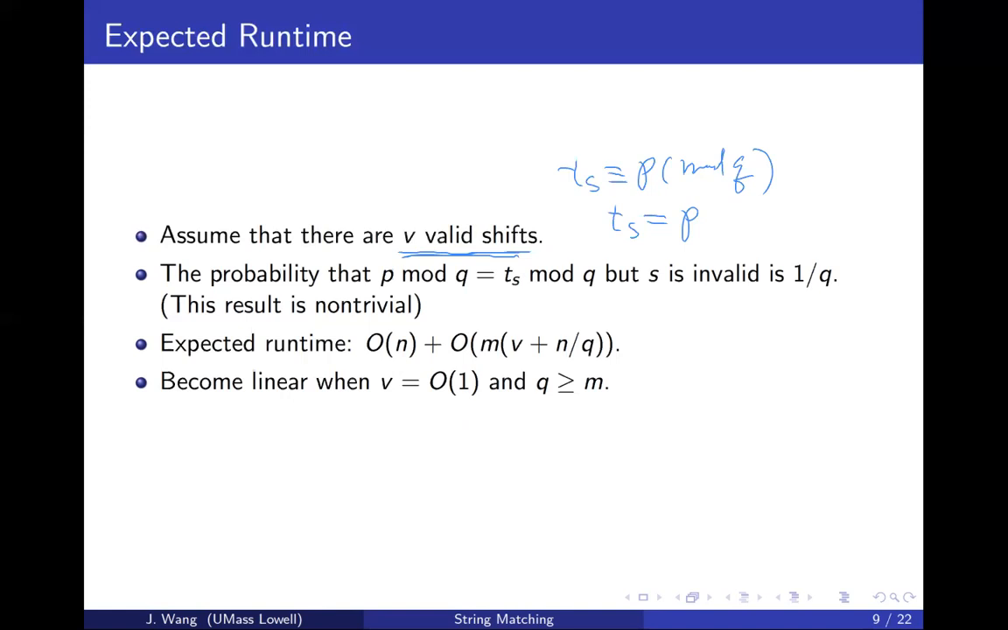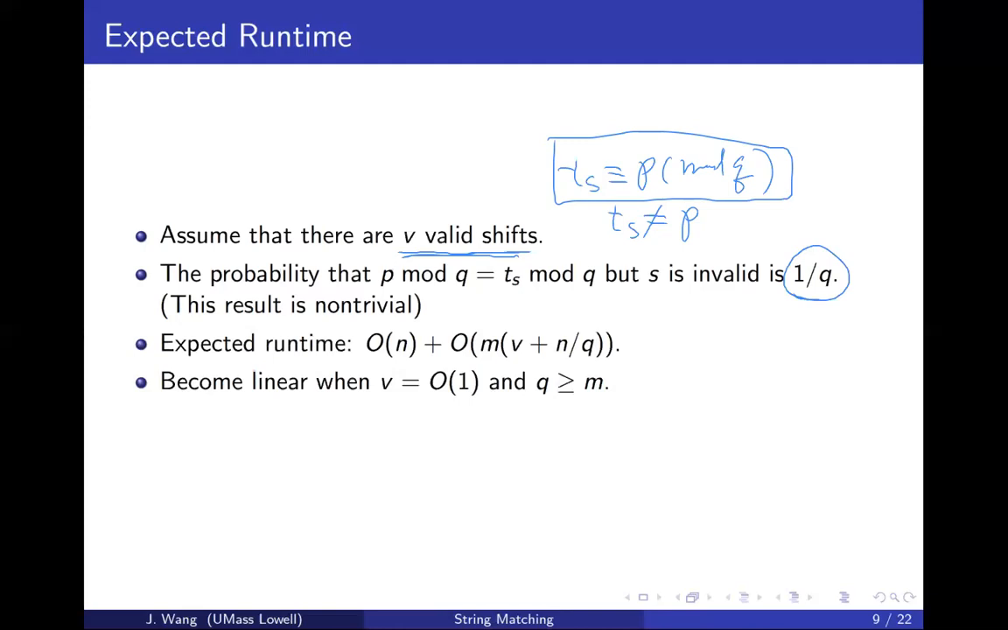Then the probability that this is true but this is not true is 1 over Q. Now, of course, this result is non-trivial to prove, so we are not proving it here. So in other words, what we are trying to say here is that if you see TS is congruent to P mod Q, but TS is not equal to P, we know the odds that happens is only 1 over Q.